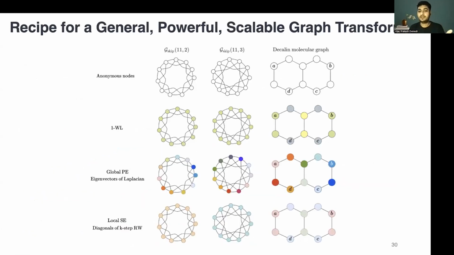And the positional encoding is also important in order to distinguish between very difficult graph symmetries. So when we have, let's say, these two example graphs, the two are different, but when we don't have any positional structure encodings, it will be like a situation of anonymous nodes and they will not be distinguished. But when we have the eigenvectors of the Laplacian or some local structure encoding such as random walk, diagonals of k-step random walk, this will provide different sort of colors which will make it able to separate.